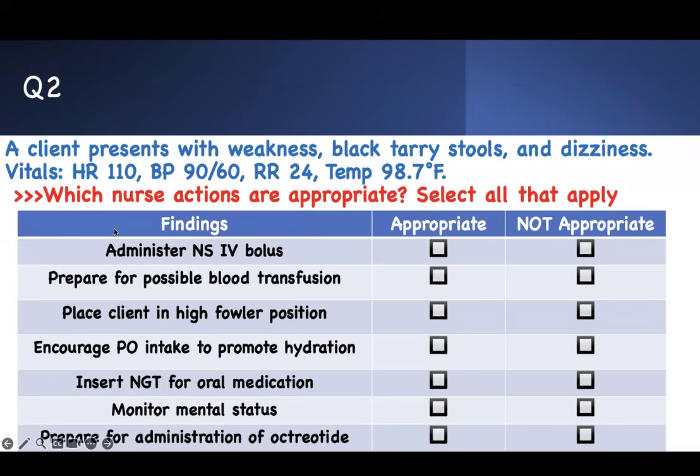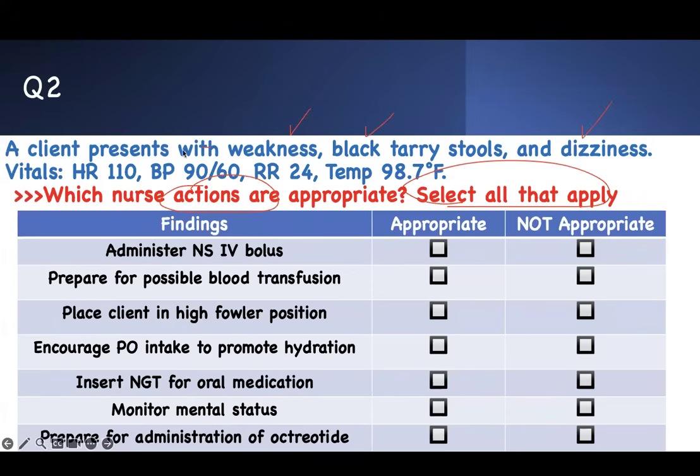Which next actions are appropriate? That means these actions are appropriate. Select or apply. You have to choose something at each column and row, right? A client presents with what? Weakness, buzzword, black tarry stool, bleeding, and dizziness, right?